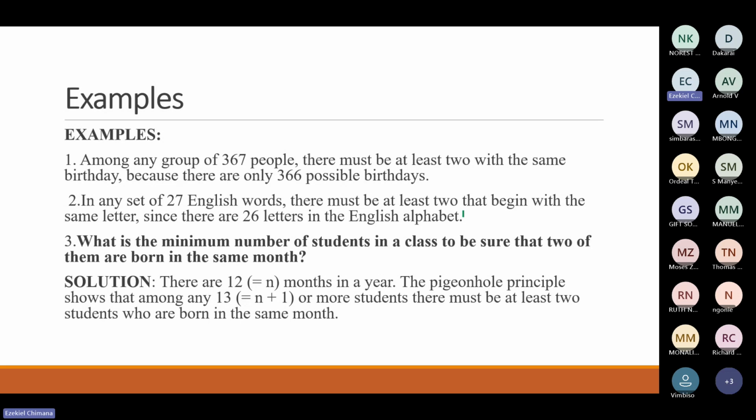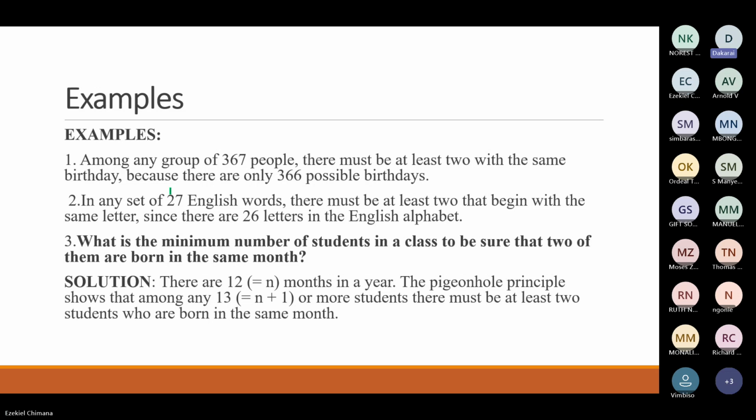What is the minimum number of students in a class to be sure that 2 of them are born in the same month? What do you think on this one? I just want someone to explain this one. Yes, Dakarai.